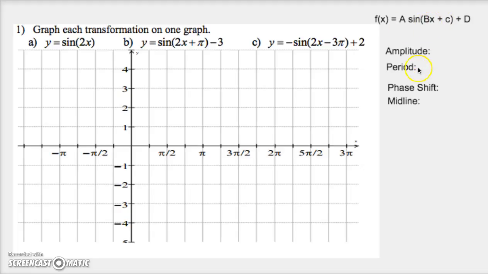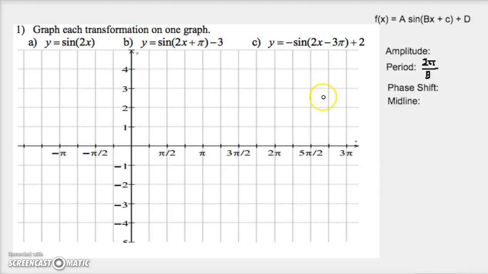The B is our period, which is kind of how long the graph is. And the standard graph is 2 pi, which is also known as 360 degrees. And for B, we can find it in a basic equation by taking 2 pi, which is our circumference kind of, 2 pi divided by B. So I'll write that right here. It should be 2 pi divided by B as our period.